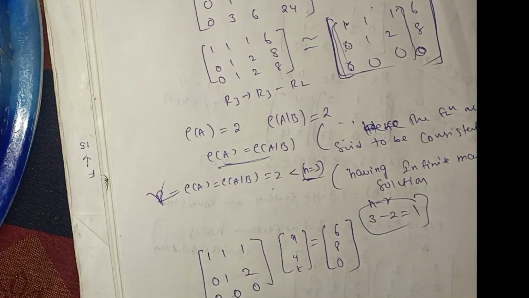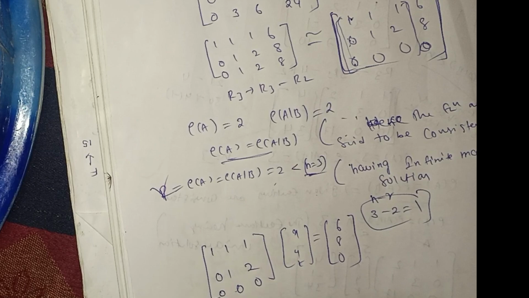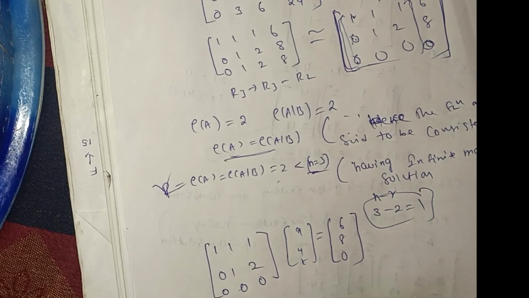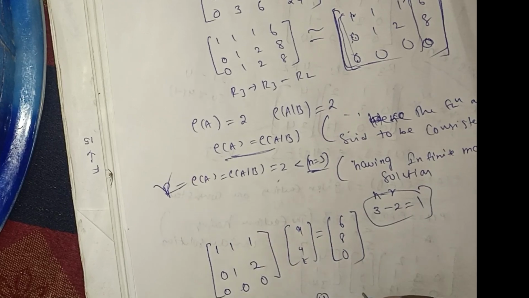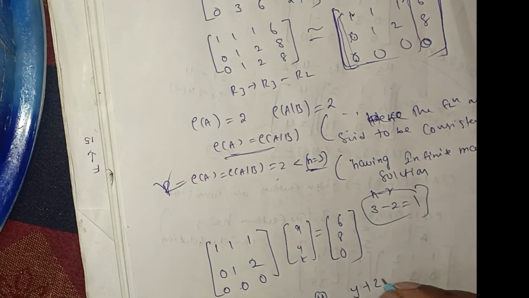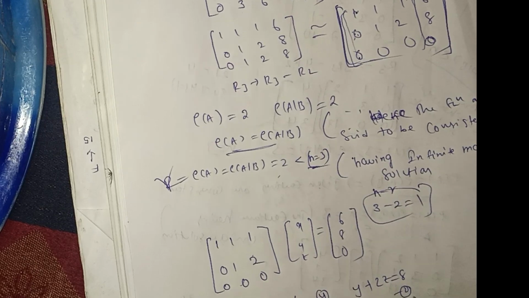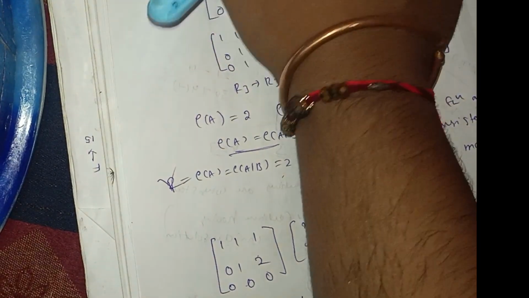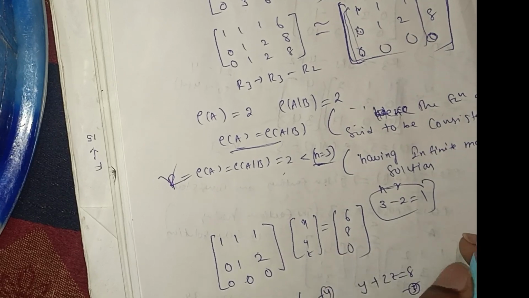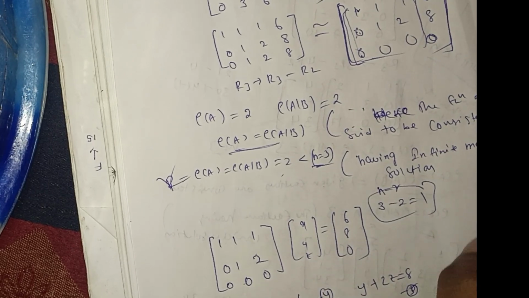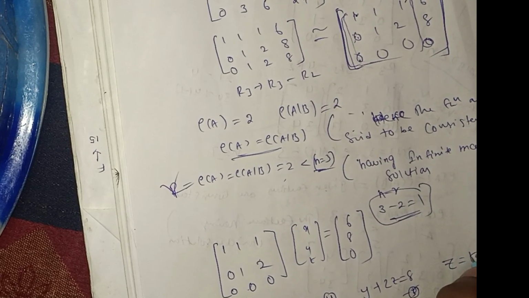So x plus y plus z equal to 6. This is equation number 4. 0 into x plus y plus 2z equal to 8. This is equation number 5. Then 0 into x plus 0 into y plus 0 into z equal to 0. But we have to take one arbitrary value, so we consider z equal to k.